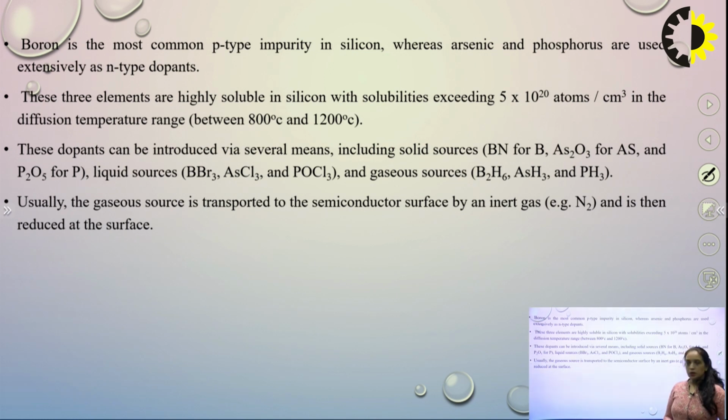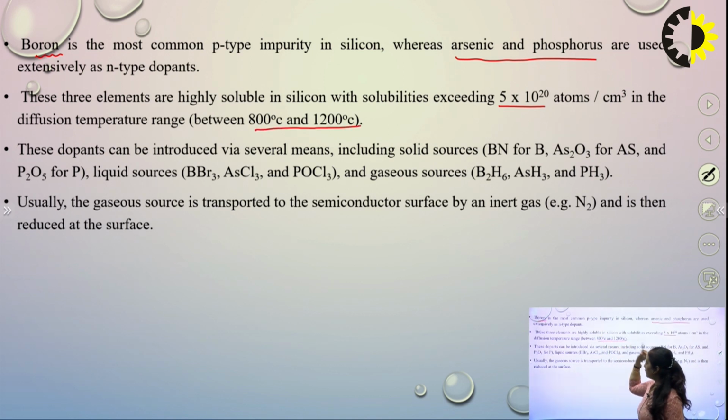Now what are the impurities which we can dope? We can dope boron. Boron is the most common p-type impurity in silicon, right? So boron is the most important p-type impurity, we know that, and arsenic and phosphorus are used for the n-type dopants. These three elements are highly soluble in silicon, with a solubility of approximately 5 × 10^20 atoms per cm³ in the diffusion temperature range, as the diffusion is carried out at a temperature range of 800 to 1200 degrees C.